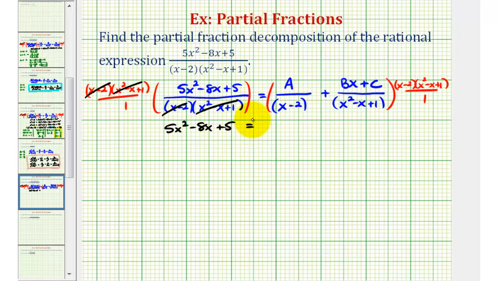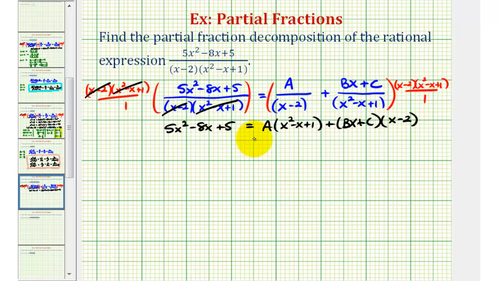And on the right side, this first product, the linear factor simplifies out. So we have a times the quadratic factor x squared minus x plus 1. And then for the second product, the quadratic factor simplifies out, leaving us with the quantity bx plus c times the quantity x minus 2.